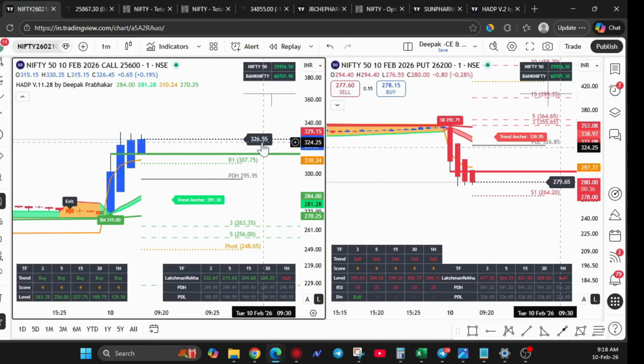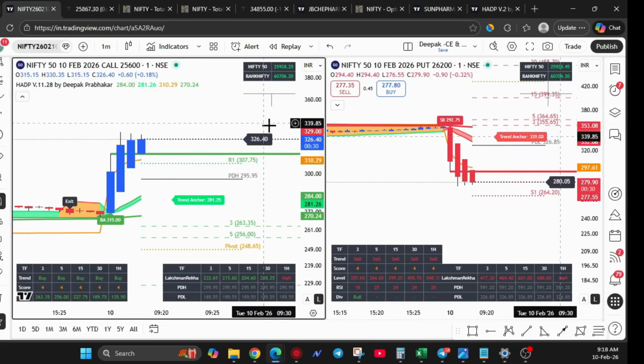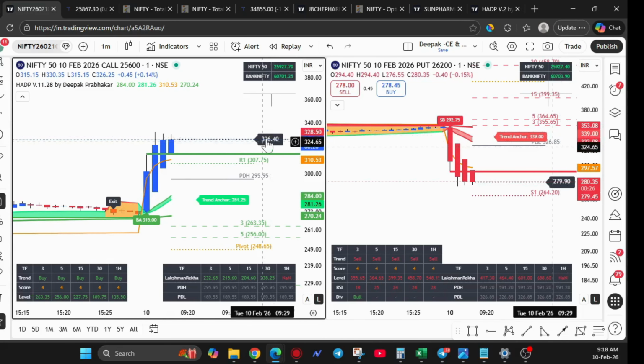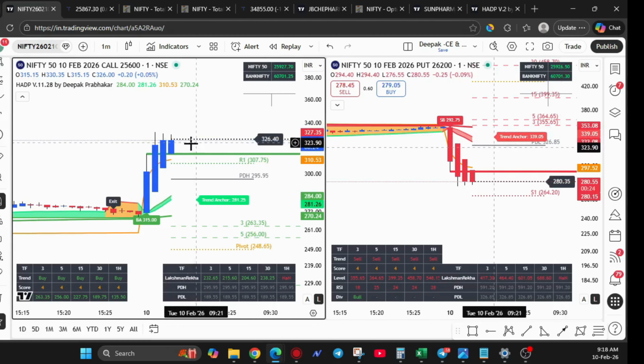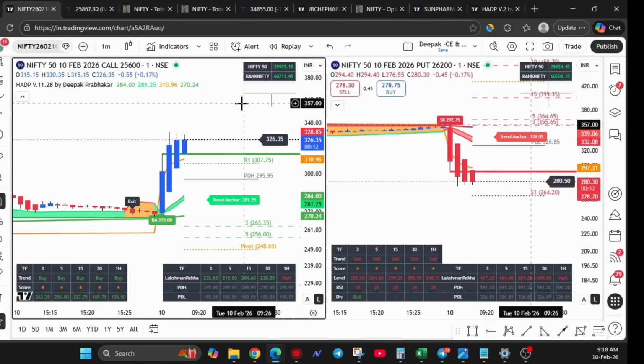So this is the real price, right? And this is the Heikin-Ashi price. Heikin-Ashi price is 326.45. The real price is 326.4 now. So this is what the real price, actual price is. This is the Heikin-Ashi candle. Okay. So you can see that 325, 328, right? It is showing. So just wait and see.